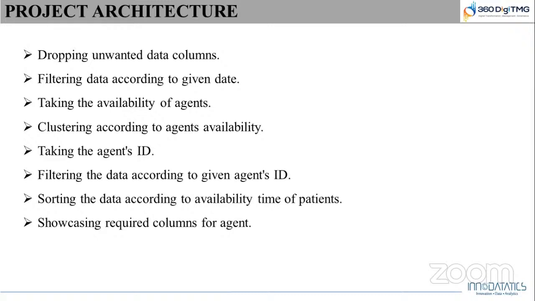This slide also talks about the project architecture. Here we drop unwanted data columns, filtering data according to the given data, taking the availability of the agents. Here clustering is done according to the agent's availability, taking the agent's ID, filtering data according to the given agent's ID, sorting the data according to the availability time of the patient, showcasing the required columns for the agent. Henceforth will be explained by my teammate Bhavesh.